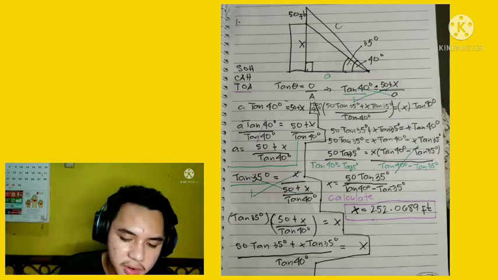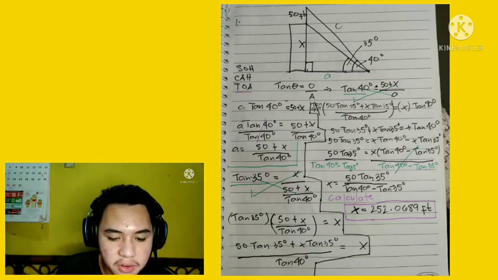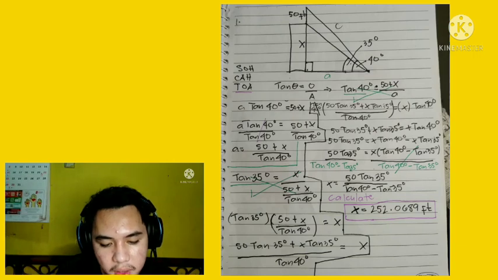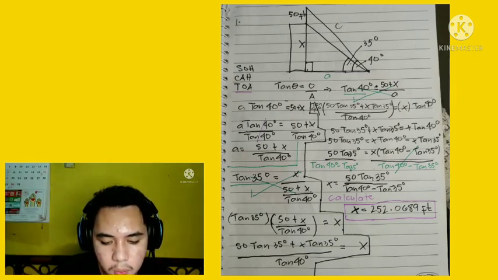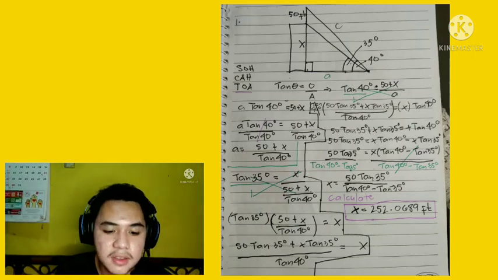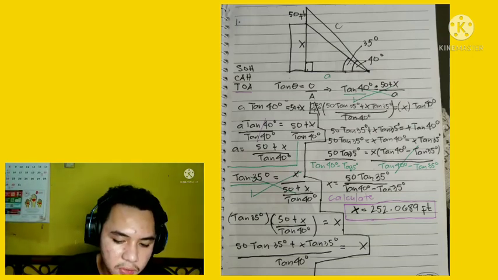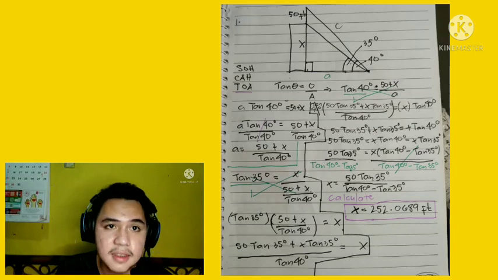And calculate this in our calculator, and make sure it is in degree mode. So we will get x equals 252.0689 feet. So the height of our cliff is 252.0689.